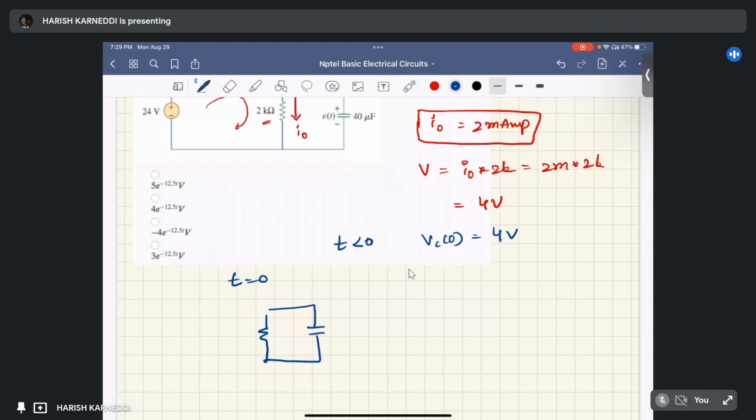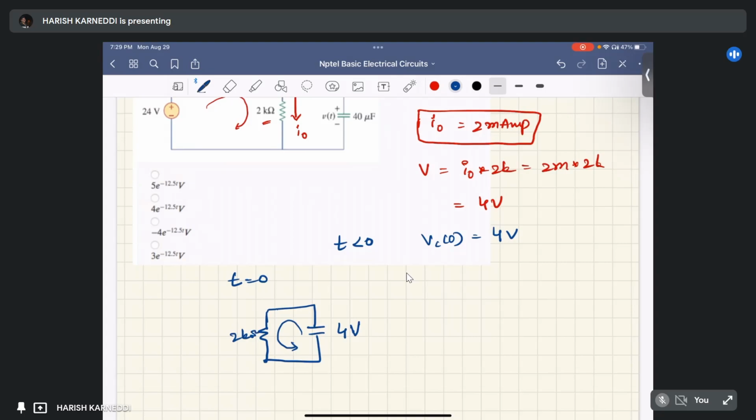So now we have the resistance and capacitance. Here the capacitor initial voltage is 4 volts. The capacitor is initially charged, so it has a charge. This charge can be delivered to the resistor, that is, it can dissipate in this resistor, which is 2 kilo ohm.